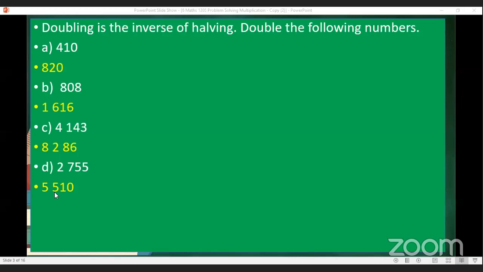You can carry 1 on your finger also or in your head. And then we double 2. 2 plus 2 is 4, plus the 1 that you carried is 5. So then the answer is 5,510. So if you use this method, you can double any number, and it's actually good for your mental maths.